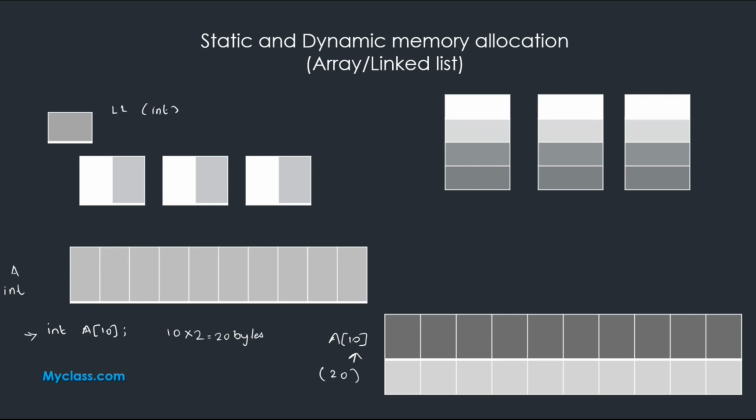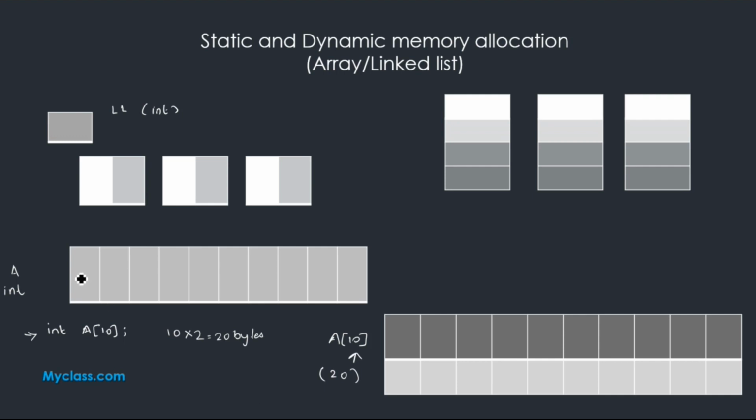That is our static memory allocation. Static memory allocation is allocated at the time of compilation itself. After compilation we will get the correct memory space for storing the data of our program. So this is static memory allocation.